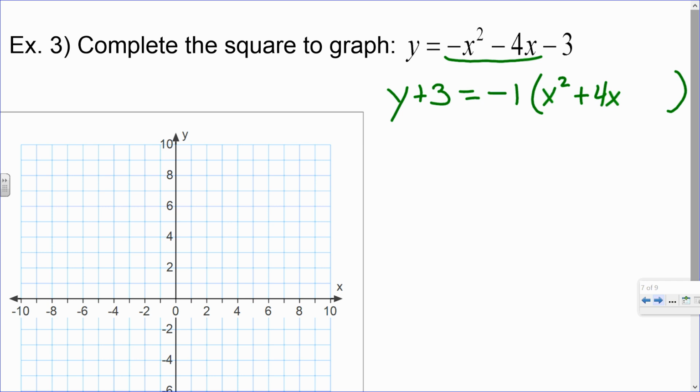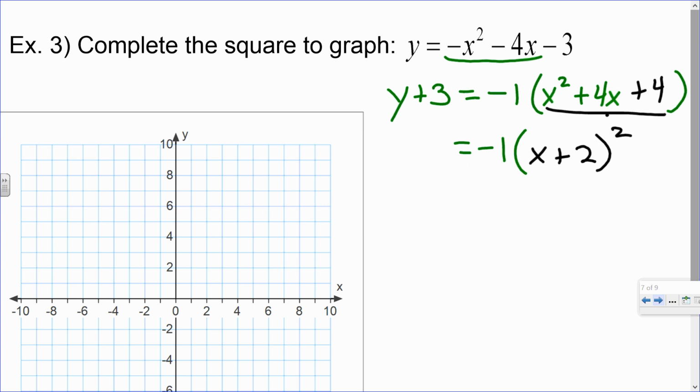Now, I'm going to just keep the plus 3 like it is. I am going to keep the -1 out in front. And I'm going to figure out how to complete the square on x squared plus 4x. So what did we say we needed to do to the 4 to get the number that goes in here? We need to take half of it. And it's easier to say take half in case it's a fraction. Half of plus 4 is plus 2. FOIL out x plus 2 times x plus 2, and you have x squared plus 4x plus 4. So far, so good.